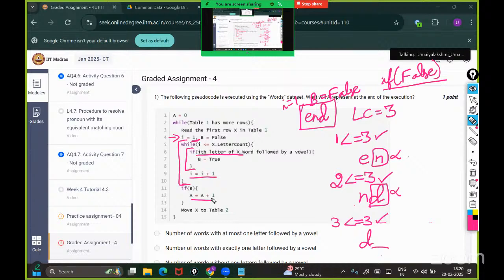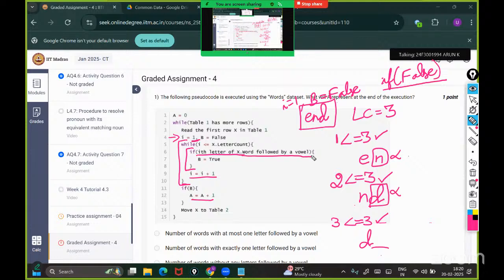Is this clear? Yes, ma'am. I mean, it doesn't matter if the first letter is a vowel or not. No. We are checking whether it is followed by a vowel or not. That is what is given in this line, line number 6. Madam, so whether a letter is followed by a vowel or not, that is important. Yes. So for the word END, there is no letter followed by a vowel, right?